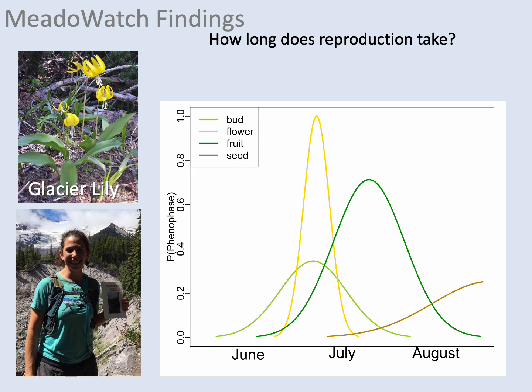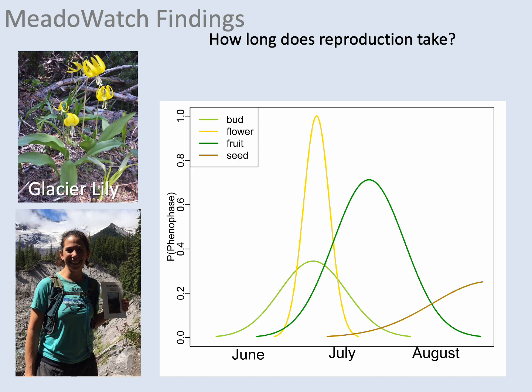So we can use these kinds of curves and fit them to all the data from all the phenophases and use it to answer questions like, how long does the whole process of plant reproduction take? Here, for example, are the phenology curves for glacier lily budding, flowering, fruiting, and setting seed in one of our glacier basin plots in 2018.